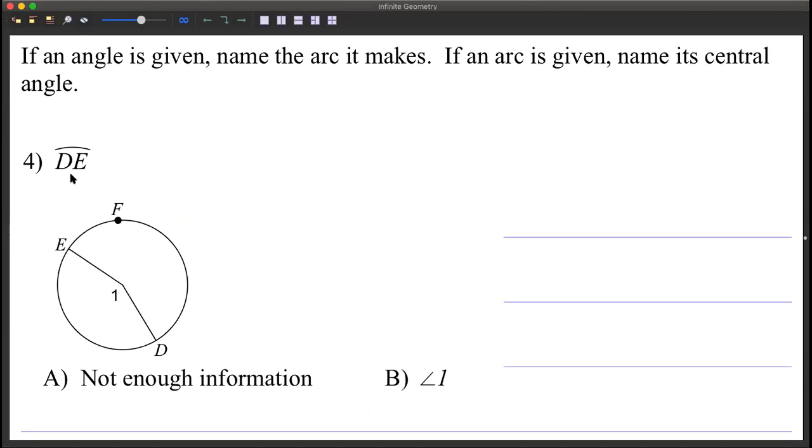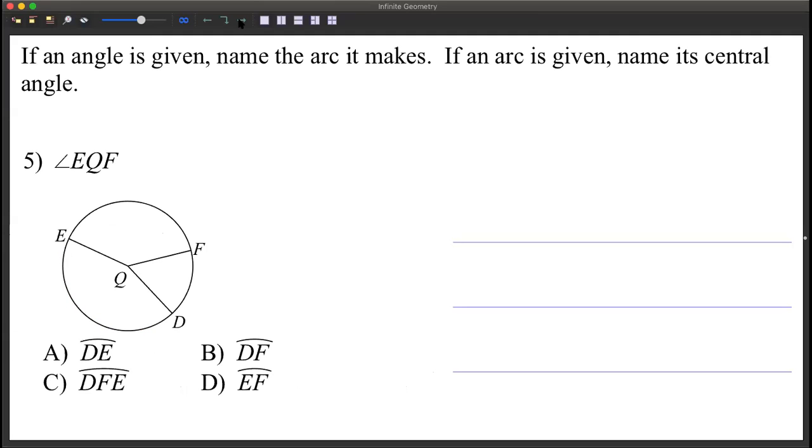They might switch it up and give you the arc and say, okay, what's the angle that goes with that? So that's all they're doing in this case. If they're talking about DE, what angle goes with it? It's obviously angle 1. That's the only angle that's there. So that one should be pretty easy. So EQF. This time they didn't use a number for the angle. They used the name. So there's EQF. What arc goes with that? Well, wouldn't it be this one? EF? That's all. So that's what this first section is.